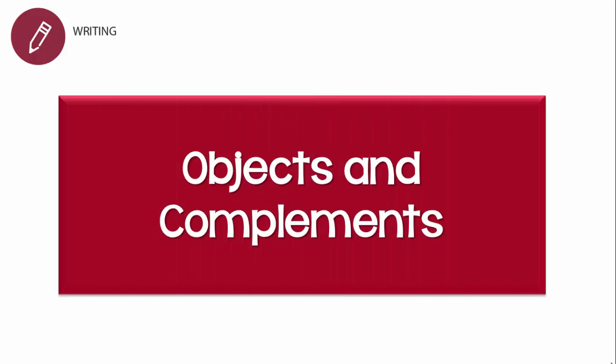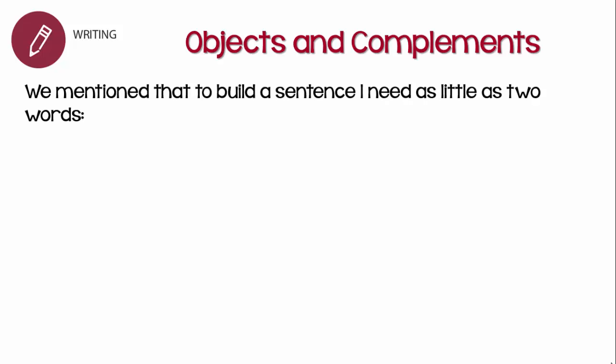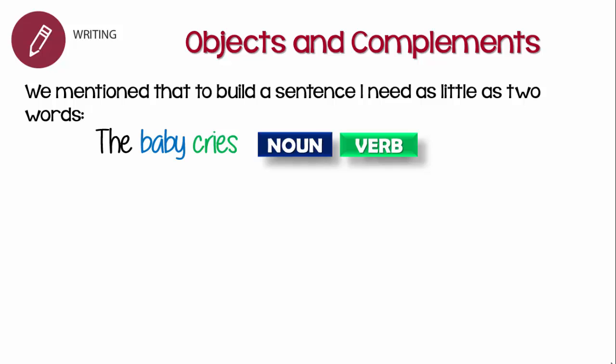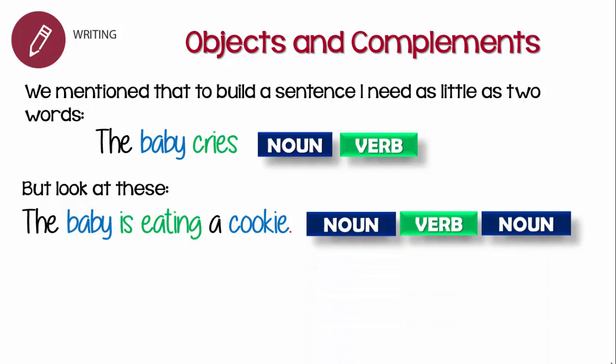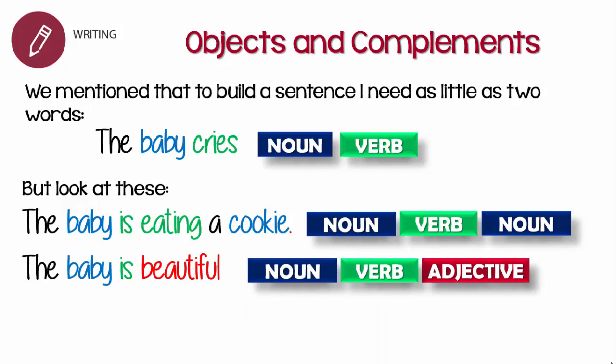Objects and complements. We mentioned that to build a sentence I need as little as two words. The baby cries, a noun and a verb. But look at these. The baby is eating a cookie. I have a noun, a verb, and another noun. The baby is beautiful. I have a noun, a verb, and an adjective.